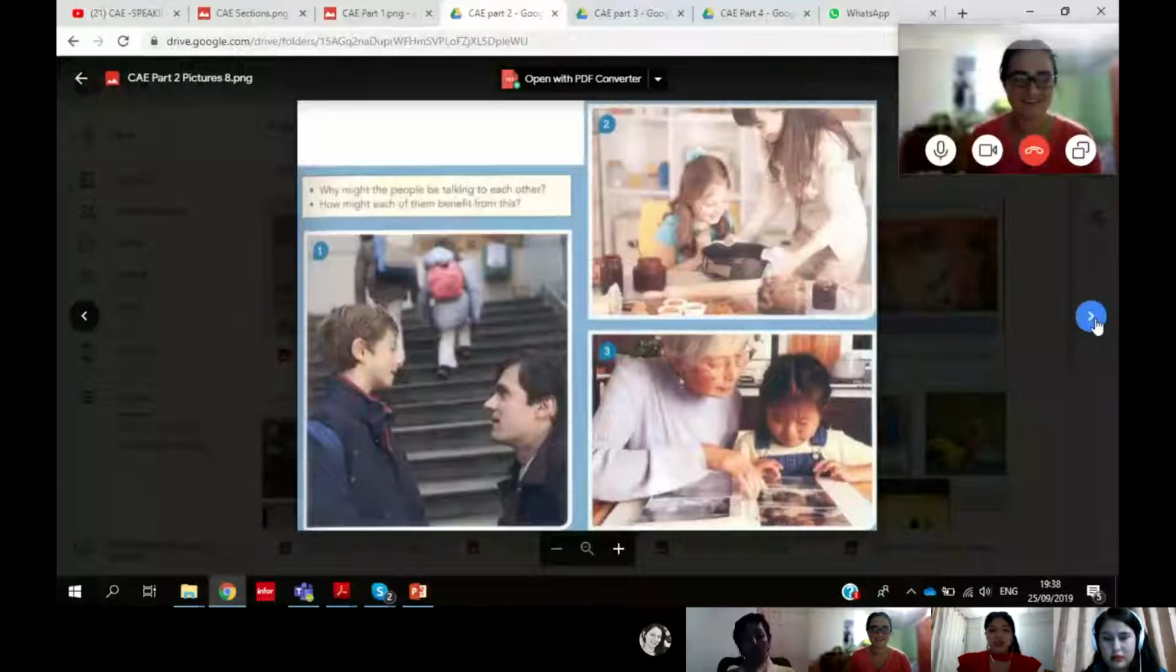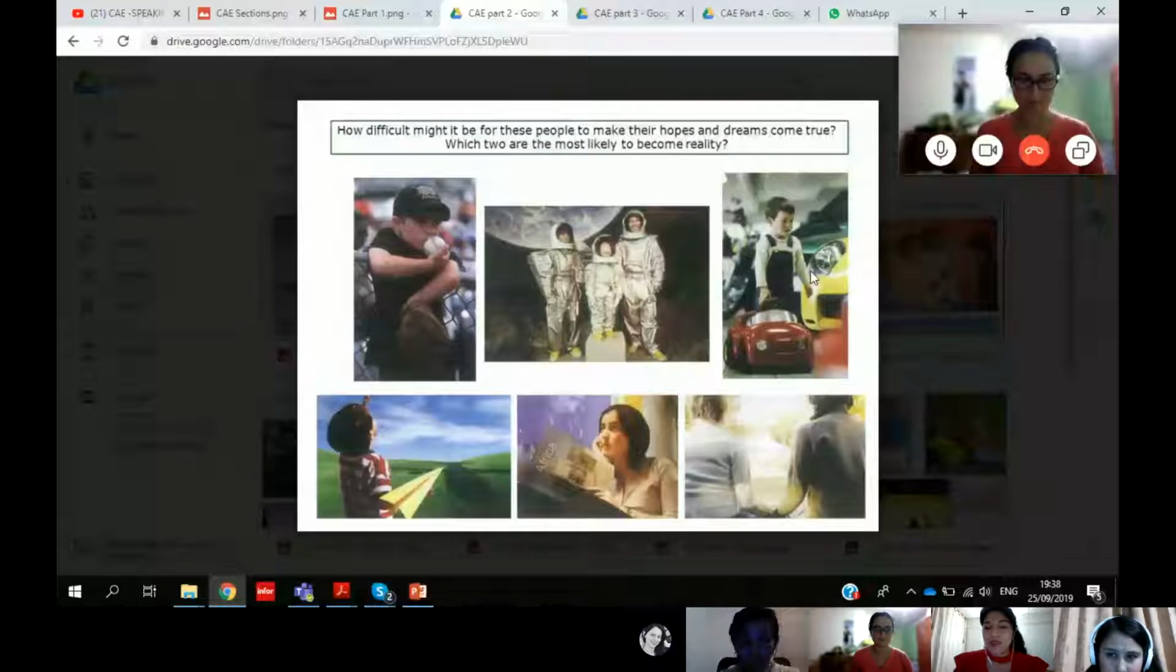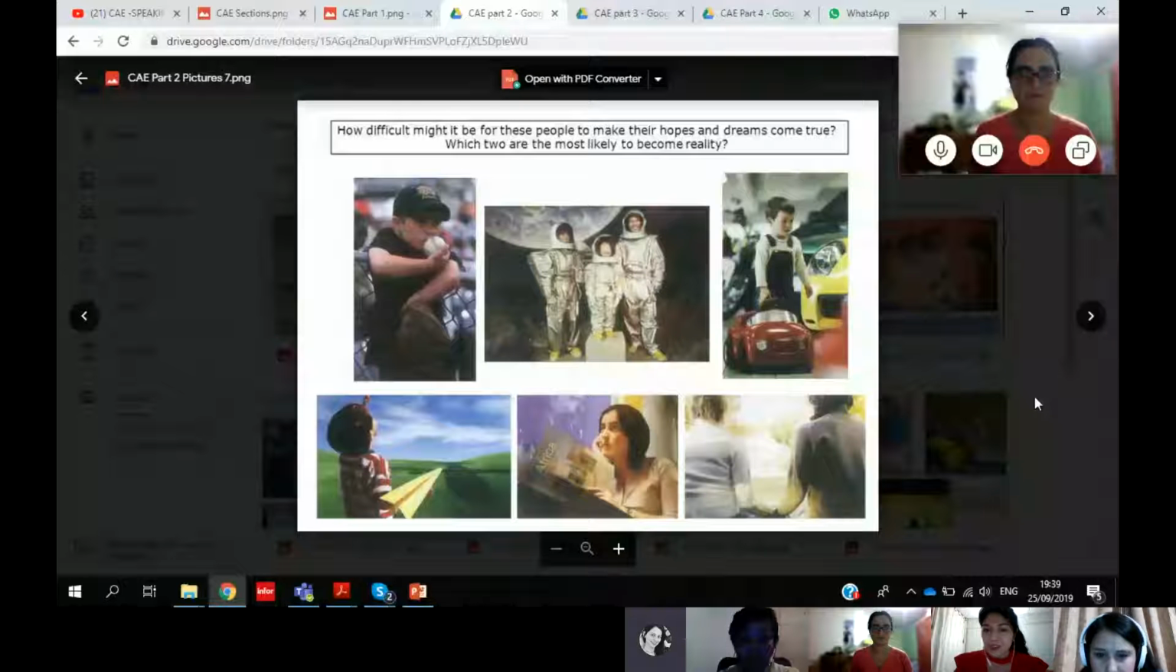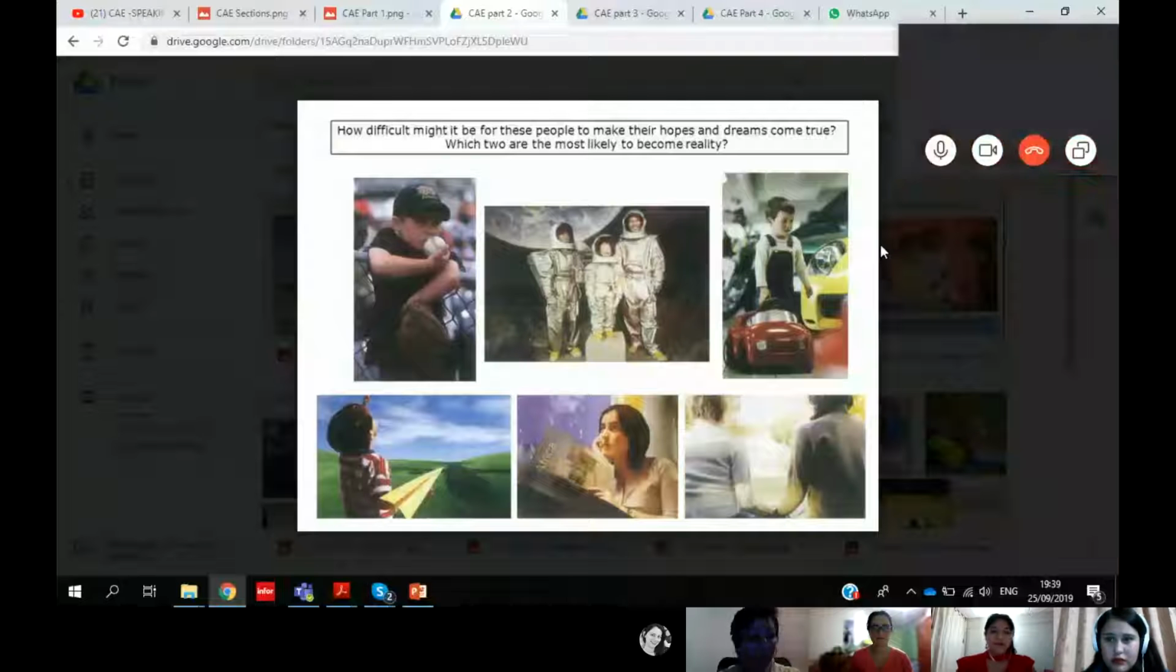Now, Joanna, Mafe, you have these pictures. The first three pictures are going to be for Joanna, and the last three pictures are going to be for Mafe. Joanna, how difficult might it be for these people to make their hopes and dreams come true? Which two are the most likely to become reality? Joanna, go ahead.